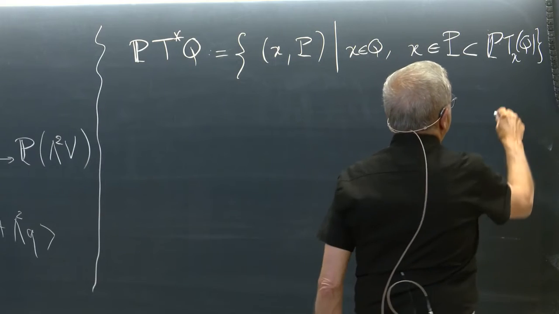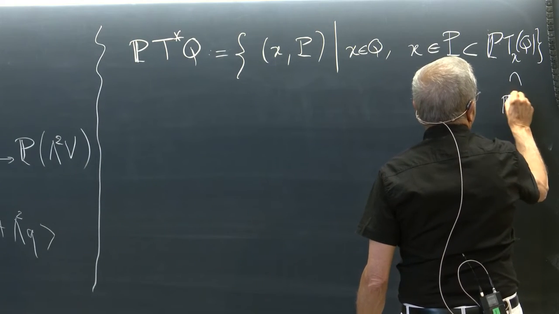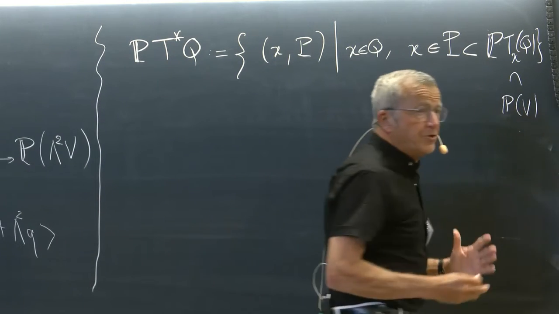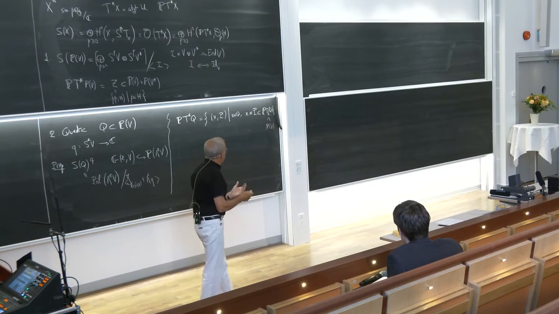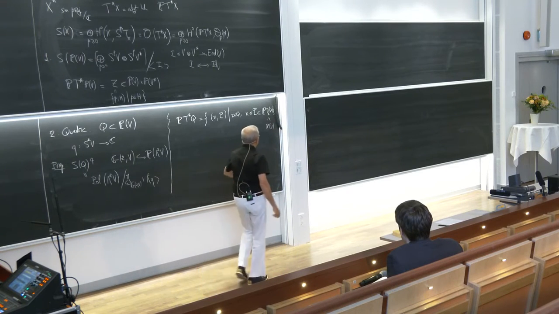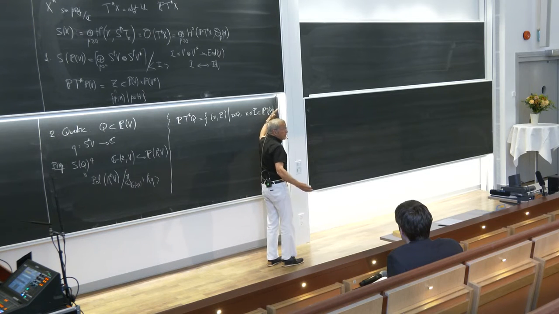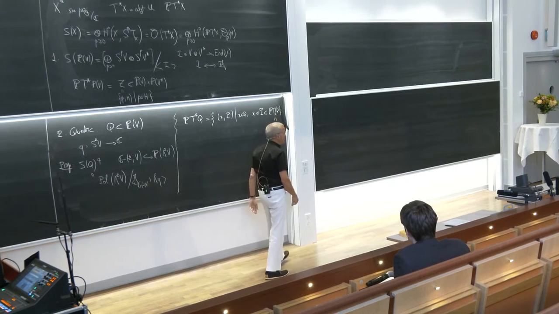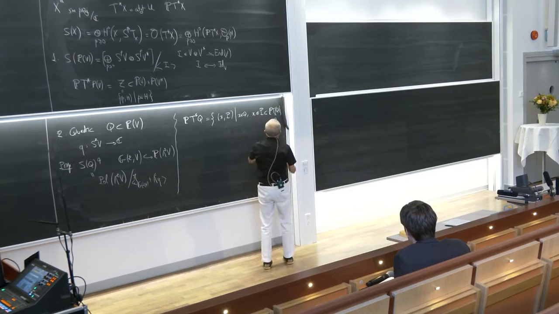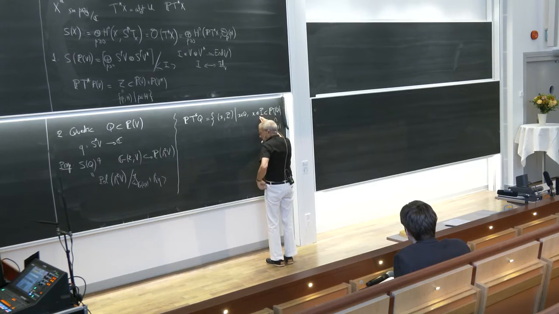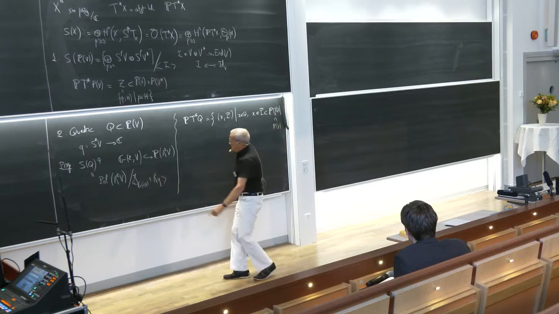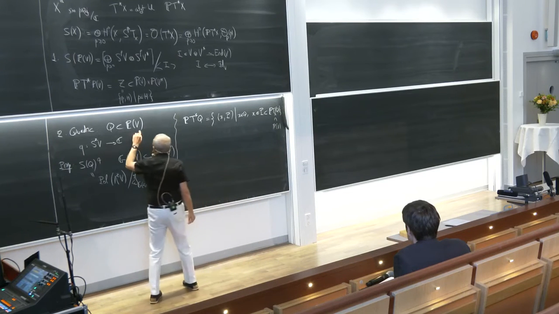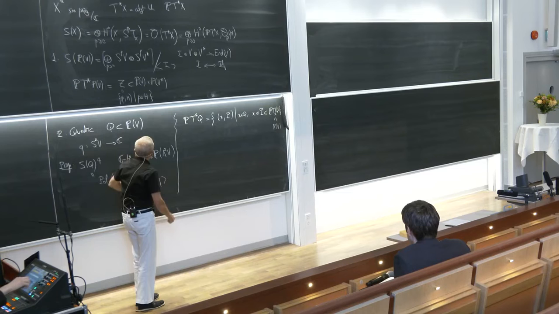So I see this really in P of V. I see this geometrically. I have my quadric in a projective space. I consider the projective tangent space, which is a hyperplane in P of V. And then I take a hyperplane here. So let's see, P of V should be of dimension n plus 2.